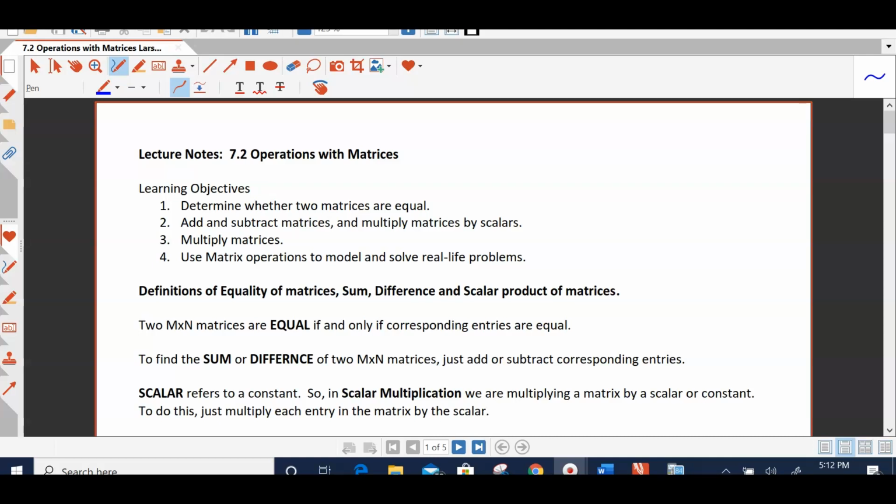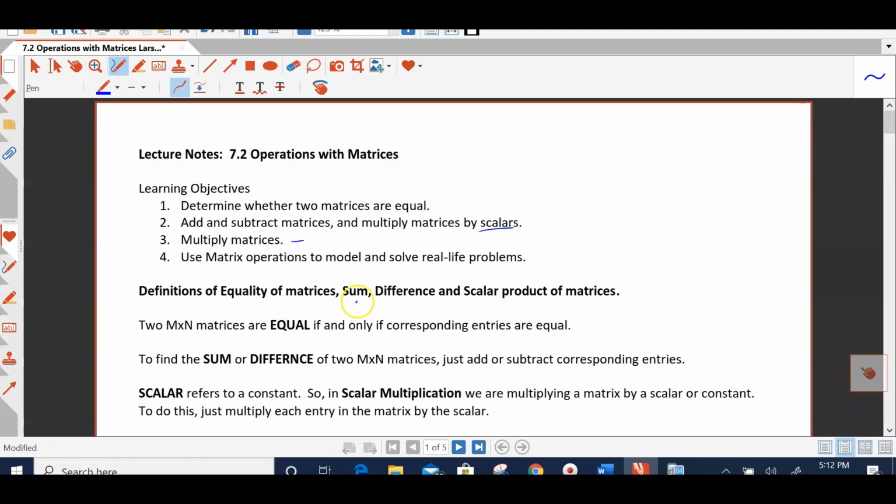Let us continue our work in Chapter 7 with Section 7.2, Operations with Matrices. Here are the learning objectives we plan to complete by the end of this section. First one is determine if two matrices are equal, be able to add, subtract, and multiply matrices by scalars, and then actually multiply matrices. There's a difference. We're going to see that. And then use matrix operations to model and solve real-world problems.